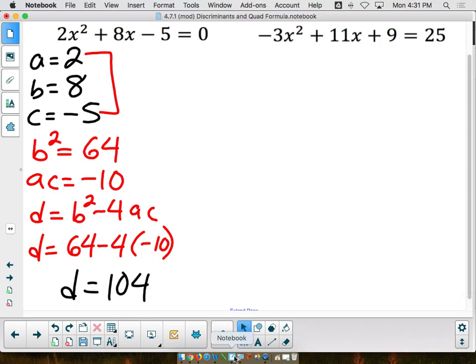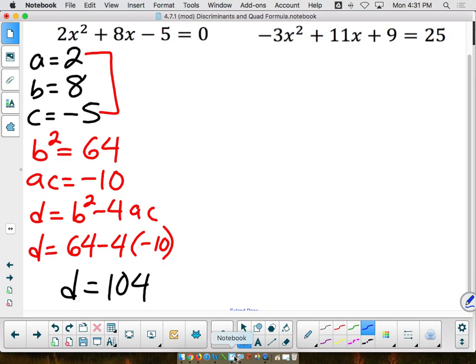That is not a solution. 104 is not one of the 2 answers. We'll talk about in a little bit what a D value of 104 means. But right now, today, I want you to come out of the lesson being able to feel comfortable finding that discriminant value.